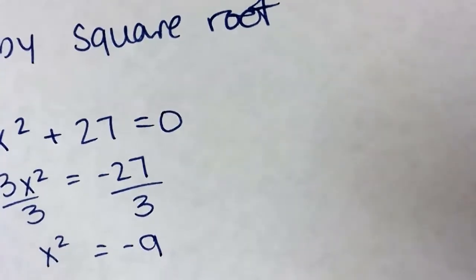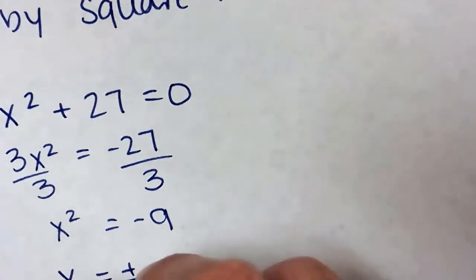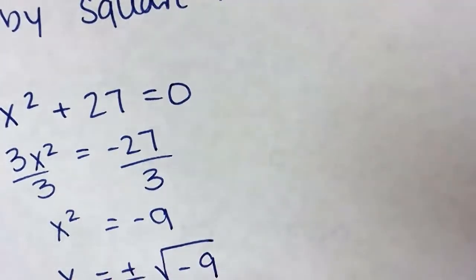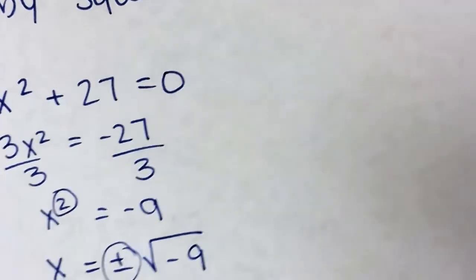So I know that this is equal to a negative, so my answer is imaginary, and you get plus or minus the square root of negative 9, which becomes plus or minus 3i. You have to remember that anytime you have something squared, you get a plus or a minus. So that's an example of simplifying a complex number and getting your answers.